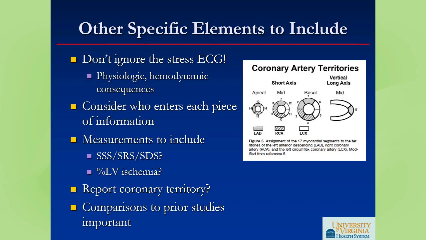Other pieces of information to include, such as the summed stress score, summed rest score, summed difference score, and percent LV ischemia, can be provided. One question is whether you should report coronary territory. We tend to shy away from doing that, except in a couple of specific instances.